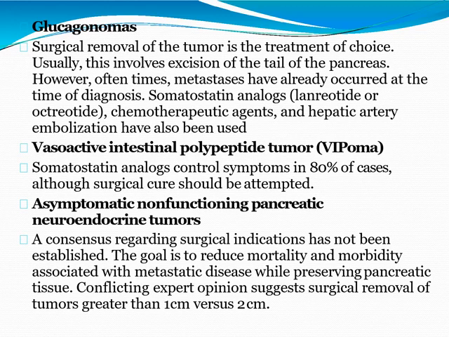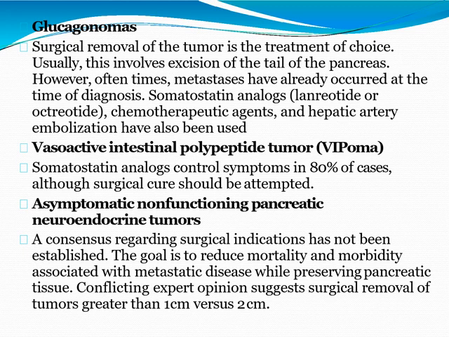Again, glucagonoma: surgical removal of the tumor is the treatment of choice. However, if it has metastasized, you can go for somatostatin analogs and chemoembolization of the hepatic artery. Then again, VIPomas: you will start with the somatostatin analogs, which control symptoms in 80% of the cases, although surgical cure should be attempted.